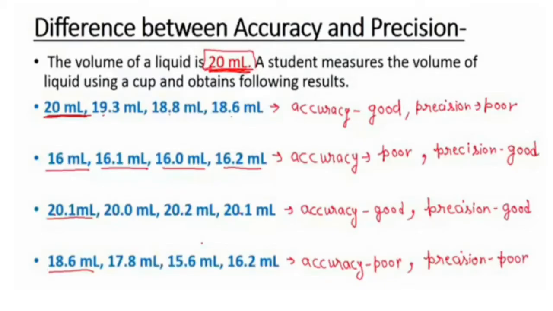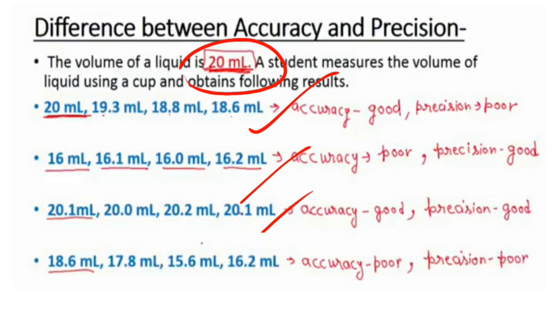Next we see some examples regarding accuracy and precision. The questions may be expected from only this concept. The volume of a liquid is 20 ml. A student measures the volume of the liquid using a cup and obtains the following results. Here 4 sets of readings are given, and the true value is also given. The true value of the liquid is 20 ml, and these are the measured values.